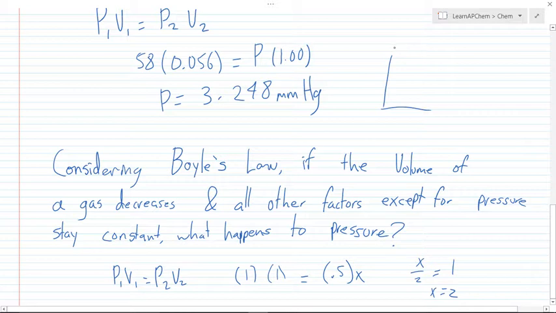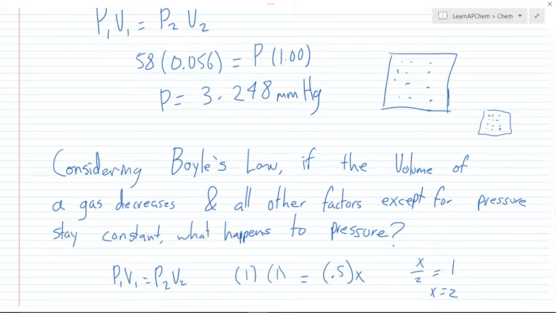And that should make sense. If we have this gas in here and then I shrink my volume way down, I'm going to have more collisions more frequently. So my pressure is going to increase.